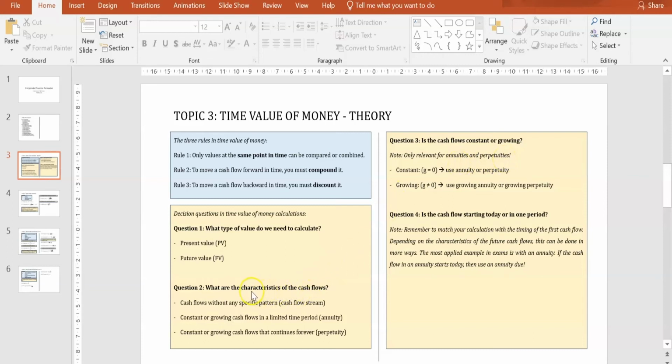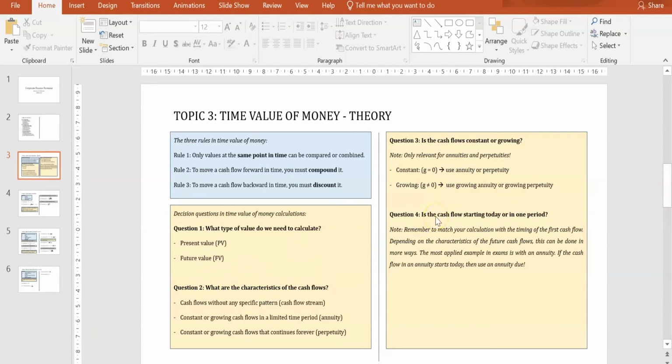And that's because a cash flow without any specific pattern, so a cash flow stream, is not dependent on a limited or a constant growth. So if we do not have any growth, but the cash flow is constant, we can see that our growth rate G, which we will come back to, equals zero. So we can use a simple or standard annuity or perpetuity. If we have growth, so G is different from zero, often in assignments this will be positive, so maybe G could be 2%, we would have to use a growing annuity or a growing perpetuity.